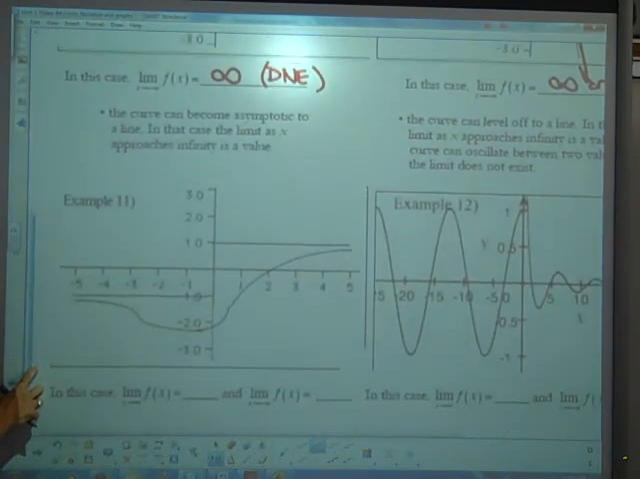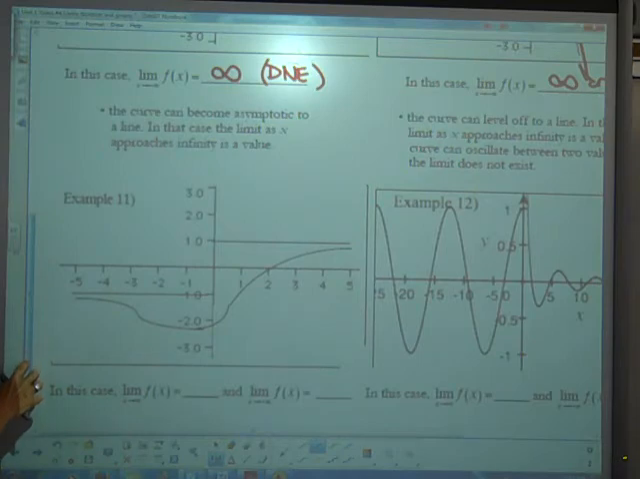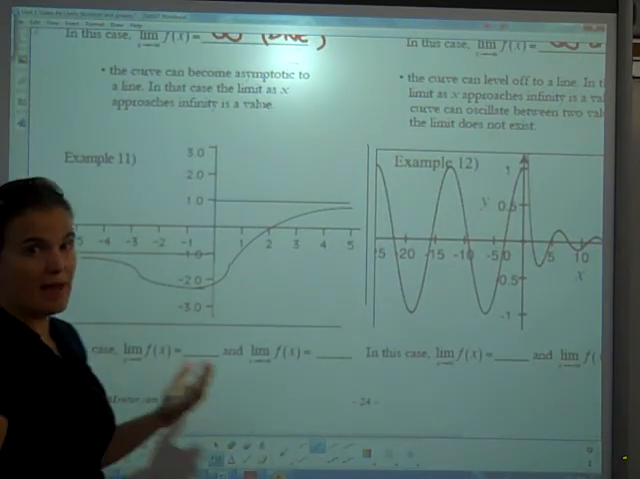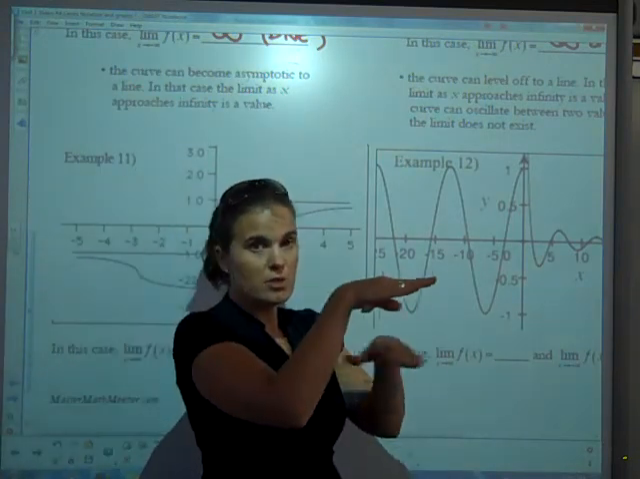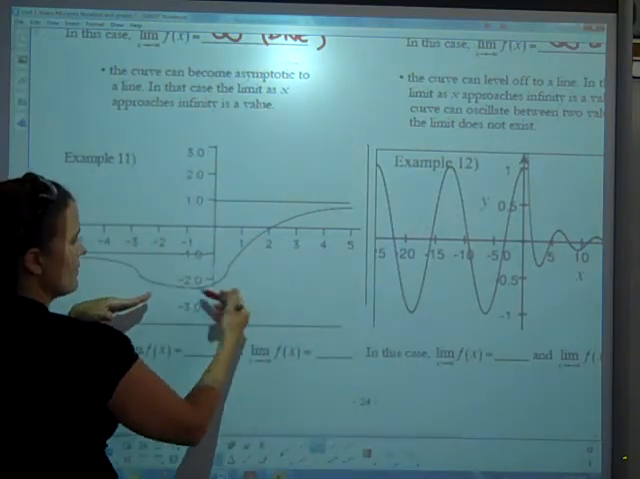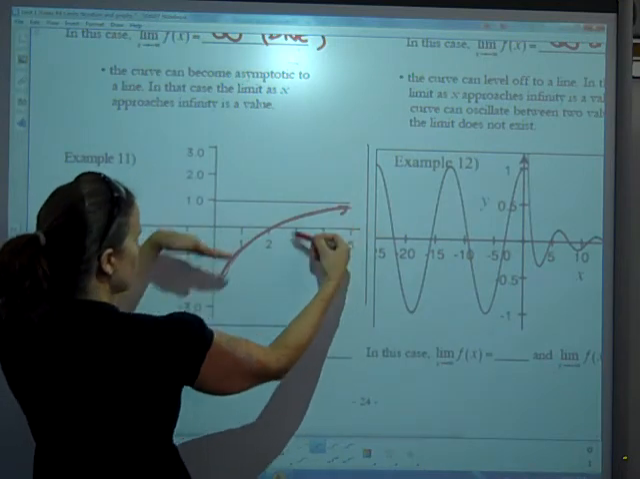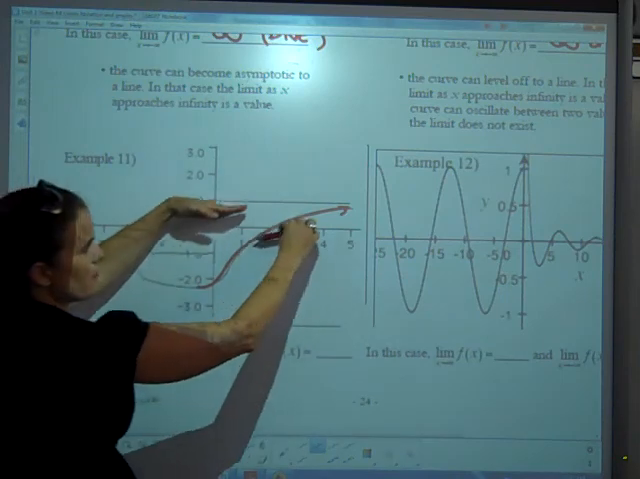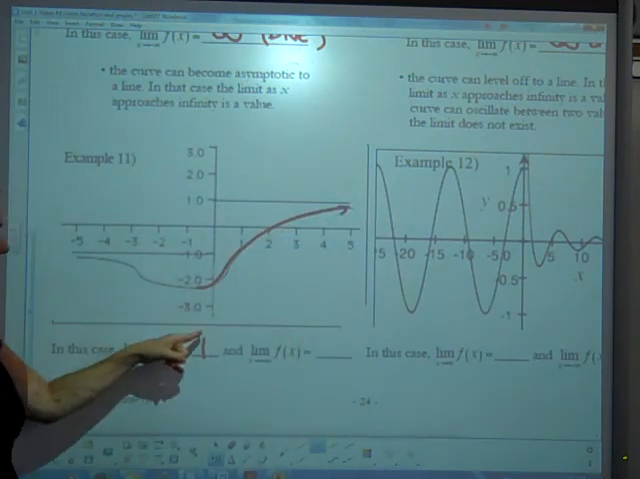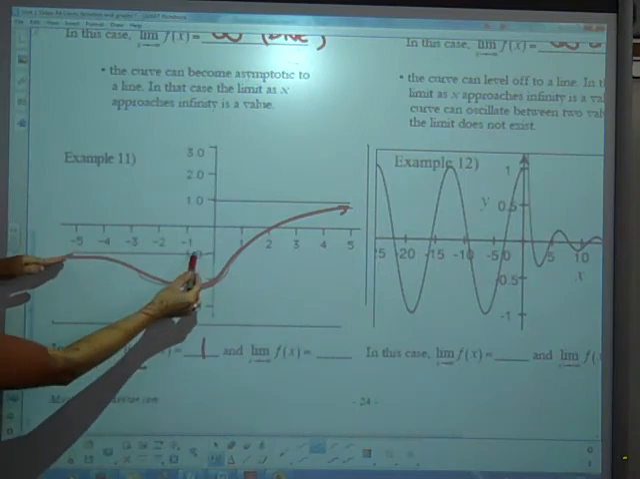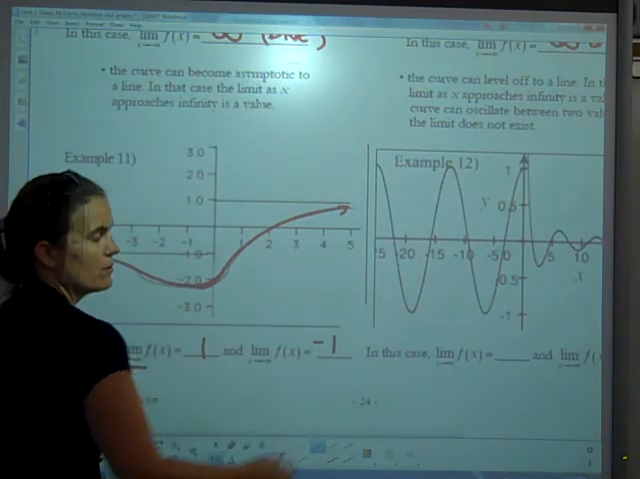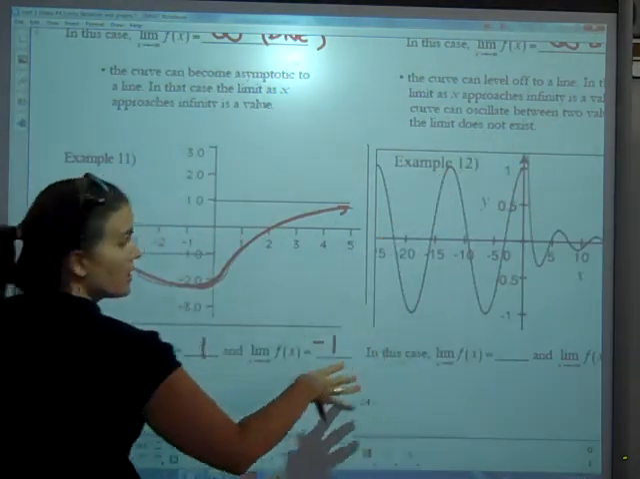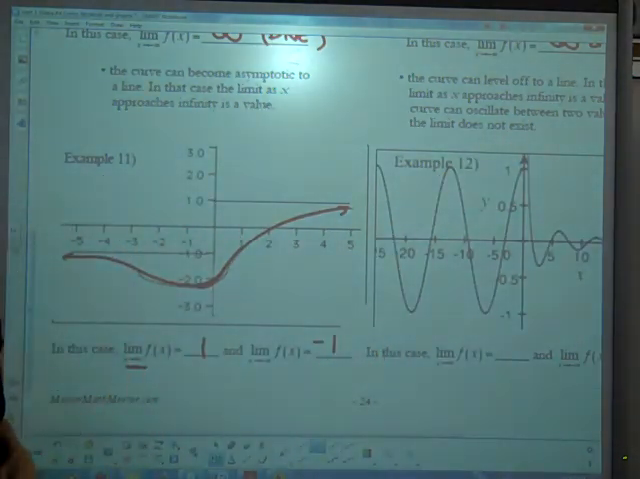Here we go. Example number 11. So in this case, we have where the limit as x approaches infinity is an actual value. So if you have a horizontal asymptote and your curve is getting closer and closer, like for instance in this case, we're getting closer and closer to what looks like 1, right? As x approaches positive infinity, it looks like we're getting closer and closer to 1. As x approaches negative infinity, it looks like we're getting closer and closer to -1. Okay. So the idea is with infinity, you're just going to go on forever in the positive direction, the negative direction, and see what you're getting closer and closer to.